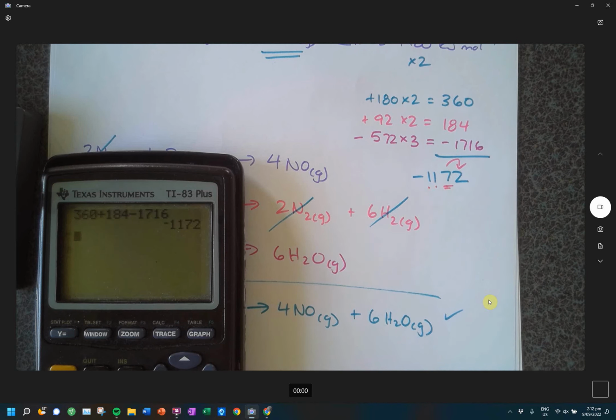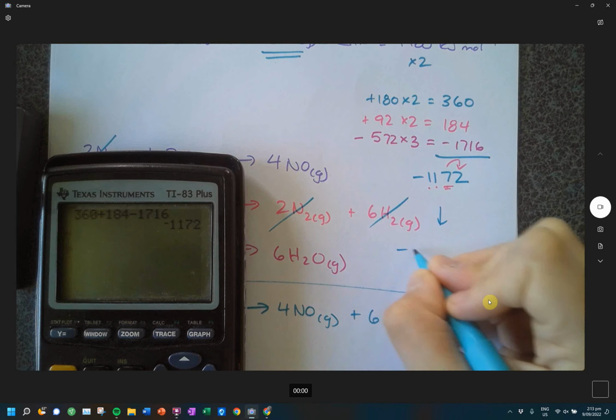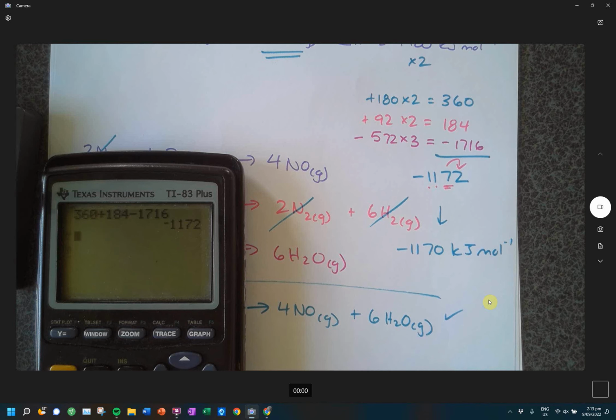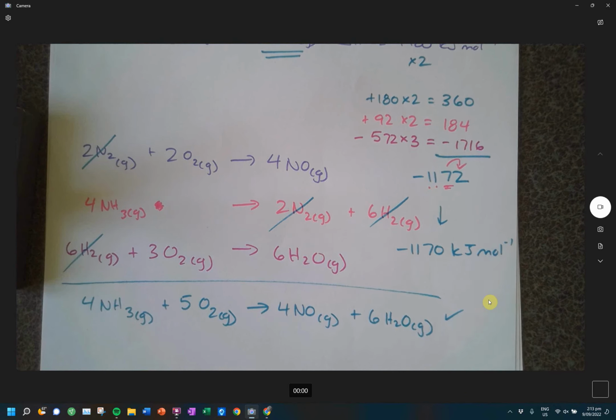If it's less than 5, we drop the numbers. If it's greater than 5, we round up. So in this case, I am going to drop the numbers, and I have negative 1170 kilojoules per mole as my final answer. And that's basically it. And that's all you got to do. Not too bad, eh? And that would be your excellence point.